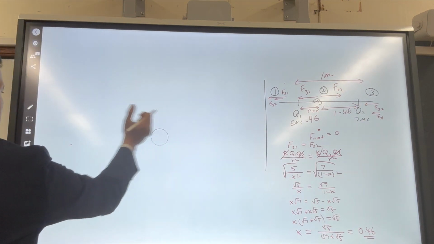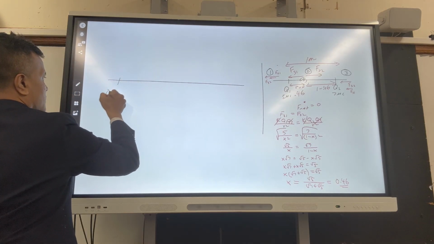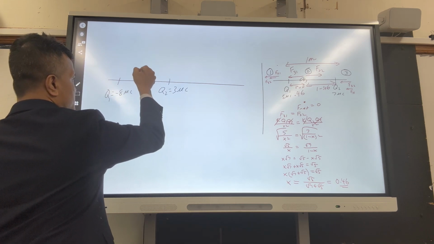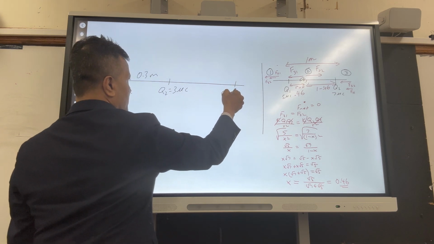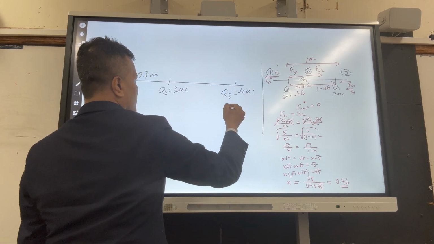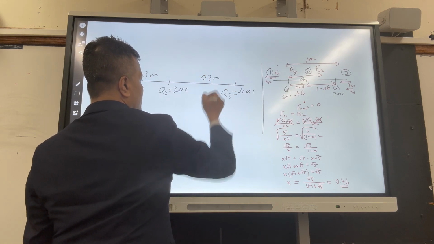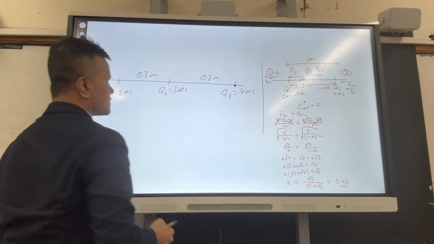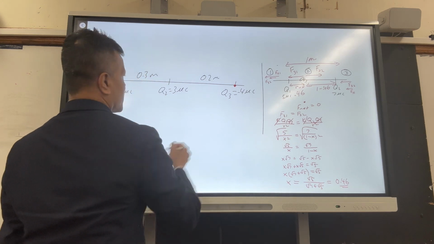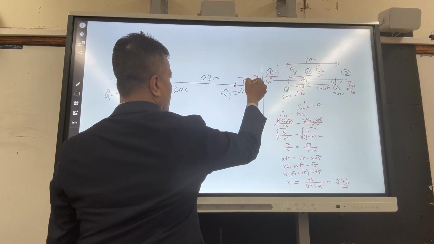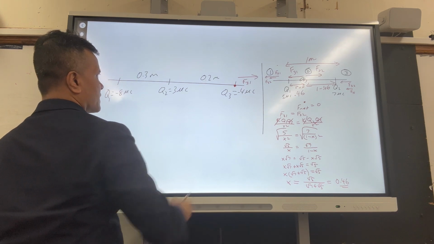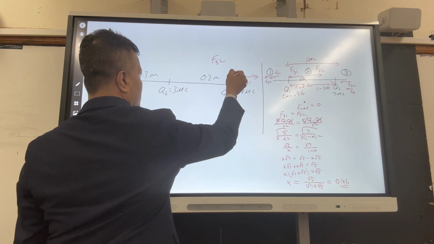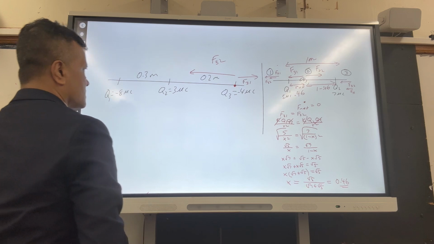Another problem I'm probably going to give you is this one. So Q1 is equal to, let's say, minus 8 microcoulomb. Q2 is equal to 3 microcoulomb, and let's say this is 0.3 meter. And let's say Q3 is 4 microcoulomb, negative 4. And let's say this is 0.2 meter. And let's find the force acting on Q3. So what is F31? F31 is this one. What is F32? F32 is this one. F32 would be bigger because it's closer.